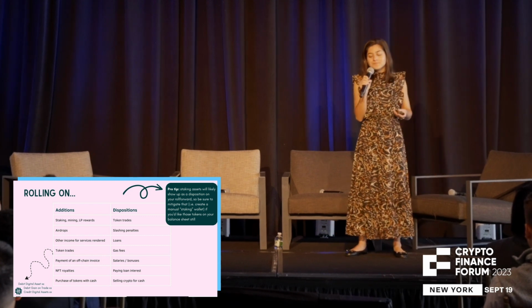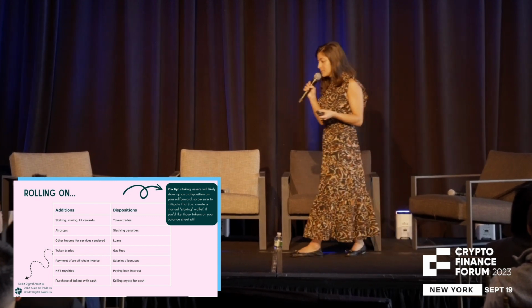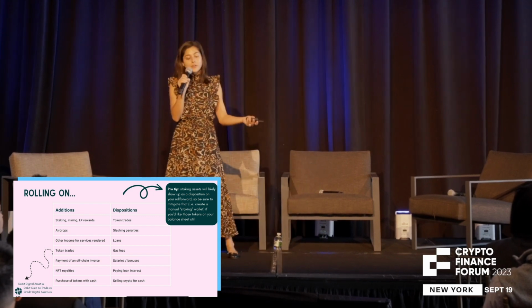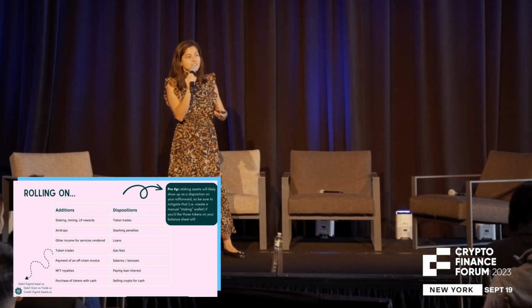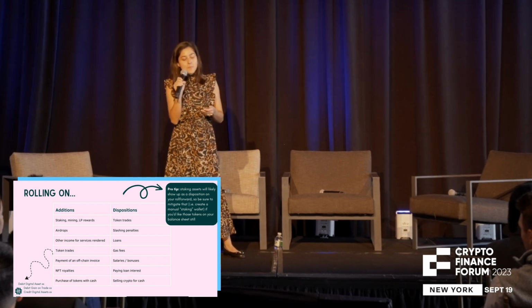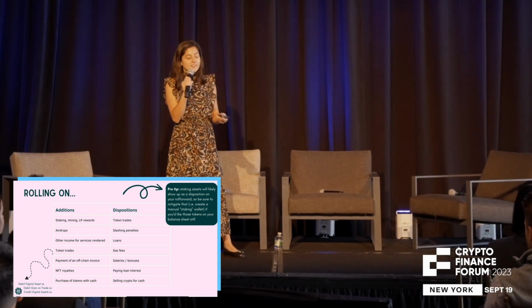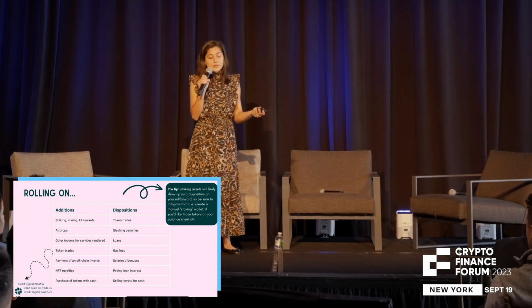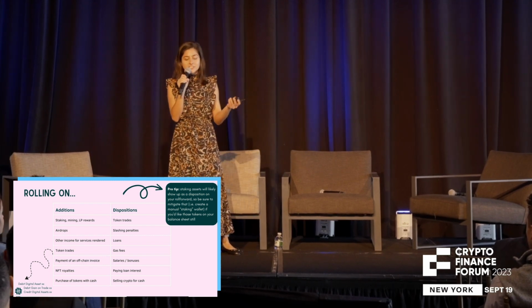It should be familiar. Now if we head over to the disposition side, so these are things that are decreasing your digital asset balance, their outflows. Again, the first one is token trade, so it's the credit in that journal entry. Slashing penalties if you're a validator, loans, gas fees, wages or bonuses if you're paying people in crypto, paying loan interest, selling crypto for cash, etc.